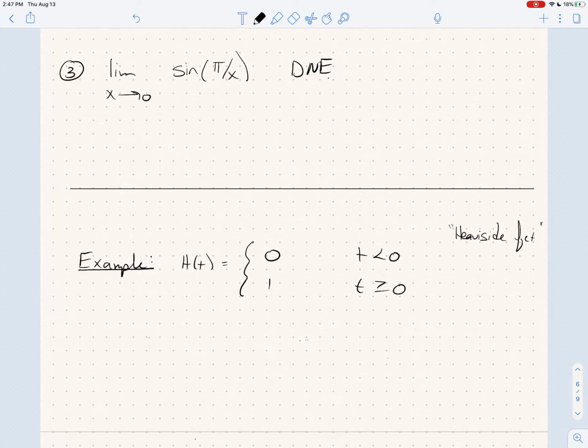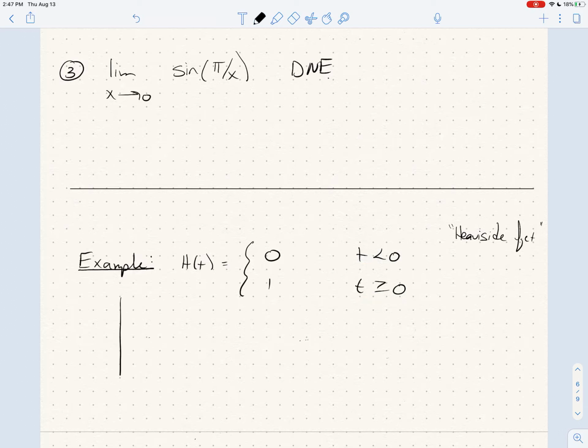All right, so I want to look at an example with you of a piecewise defined function. This function is particularly important in electrical engineering. It's called the Heaviside function. Hopefully I'm pronouncing that correctly. And we define it to be 0 whenever the input is less than 0 and 1 whenever the input is greater than or equal to 0.